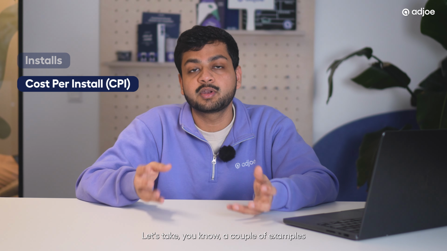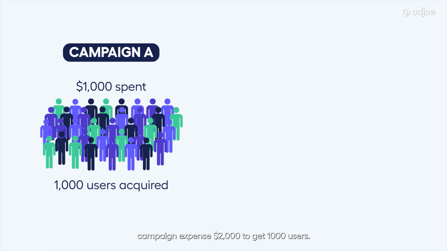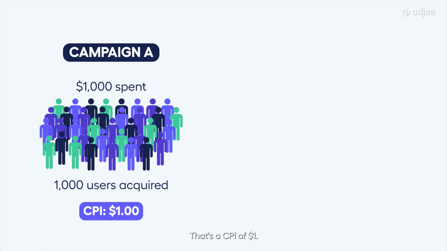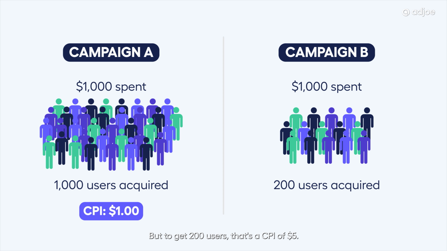Let's take a couple of examples, right? Imagine 2 campaigns. Campaign A spends $1,000 to get 1,000 users. That's a CPI of $1. Campaign B spends the same $1,000 but to get 200 users. That's a CPI of $5. So which campaign was more effective?